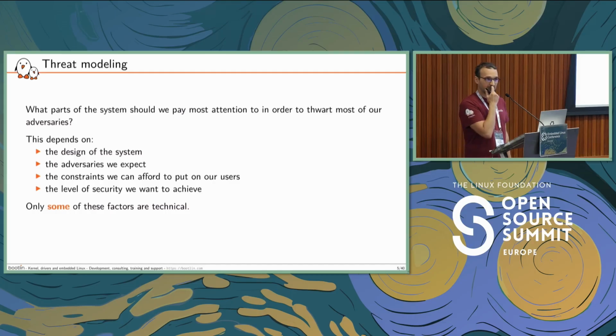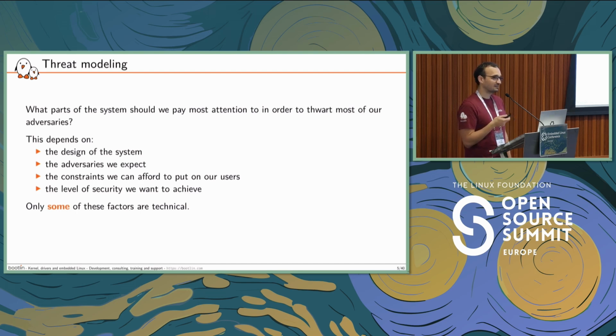So one tool that we have to think about it is threat modeling. And threat modeling is essentially saying, hey, what is the stuff that I want to protect on my system, and who am I expecting to try and get at it?